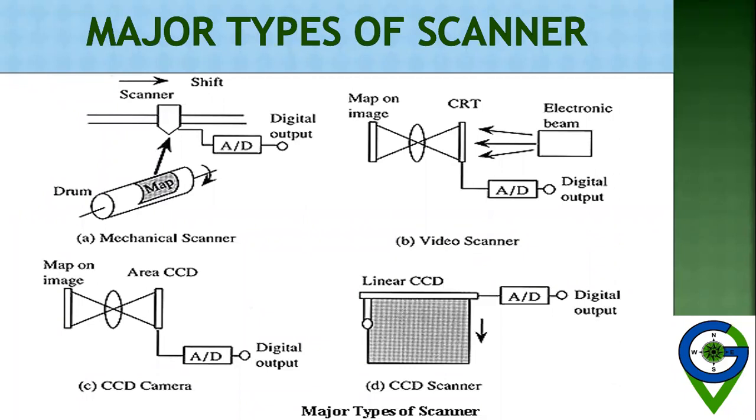So there are major types of scanners. The mechanical scanners as discussed, then the video cameras, then the CCD cameras and the CCD scanners.